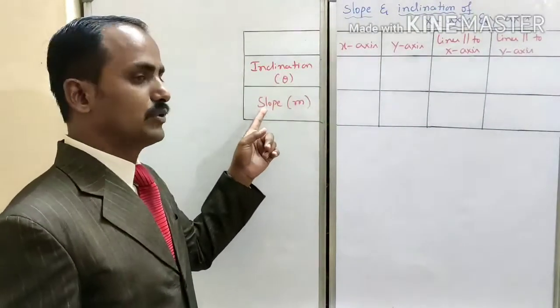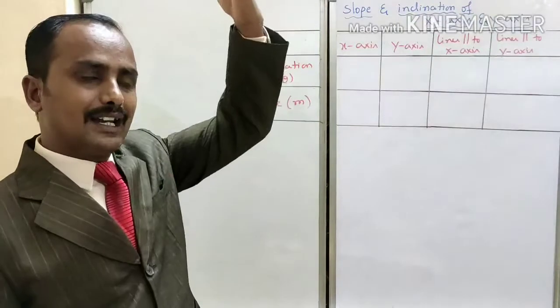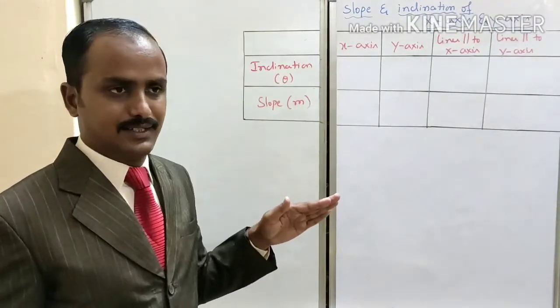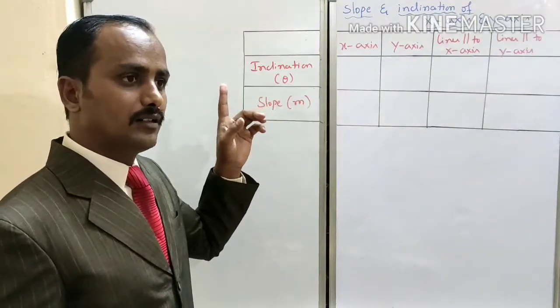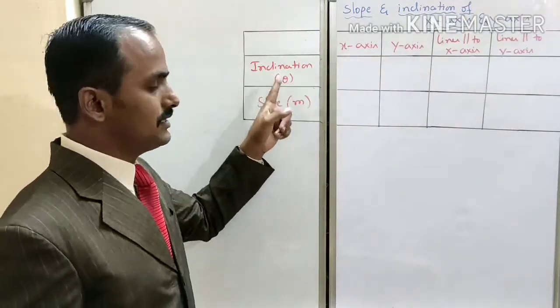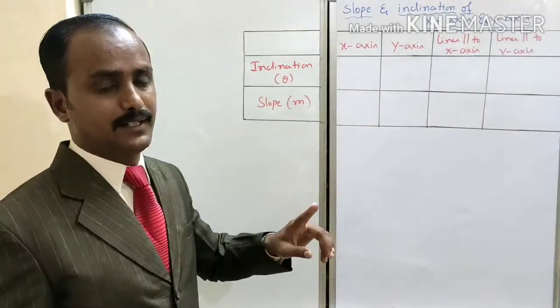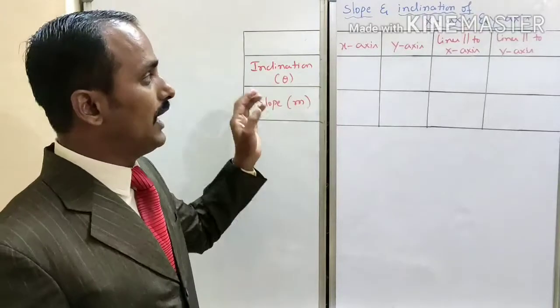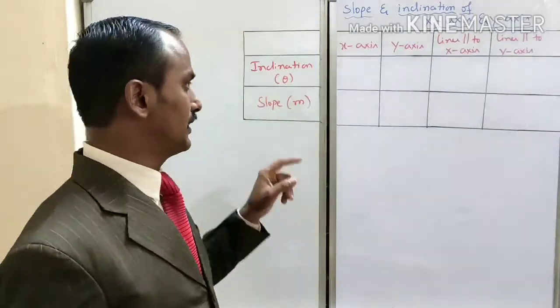Okay, then slope is nothing but the ratio between the vertical rise and the horizontal distance. Understanding? Slope can be found by using the inclination, and one more method is by using two fixed points. It's possible to find the slope. Now I will give one simple chart, what I did in the two classes.